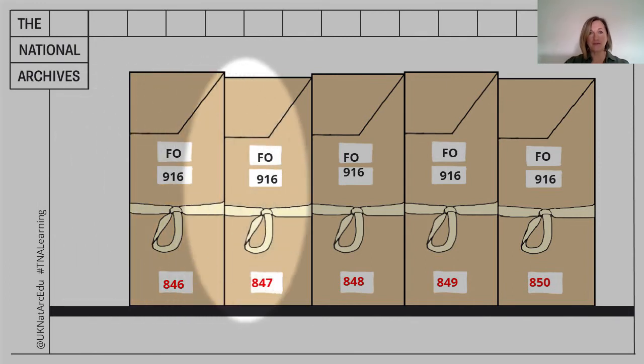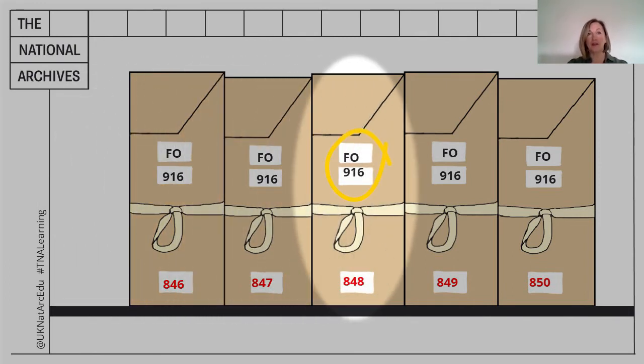Our box has the reference FO followed by the number 916, and it was created for the purpose of keeping records of files to do with prisoners of war. Perhaps you've already worked out what FO might stand for, but don't worry if you haven't. You probably will work it out as we progress through the activities which follow.